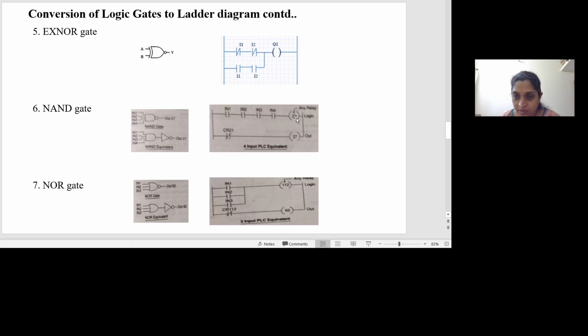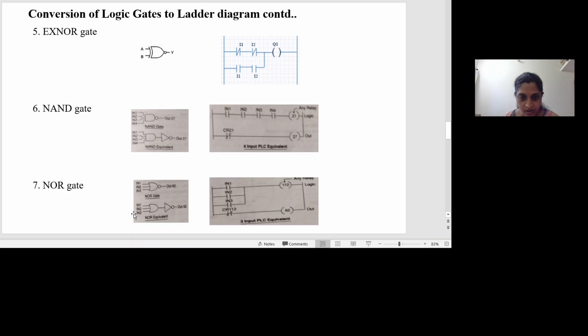Okay, then this output 21 will energize the contact CR21, and this is taken as an NC contact, a normally closed contact, and this contact energizes a coil 27. So 27 represents the actual output of the NAND gate.